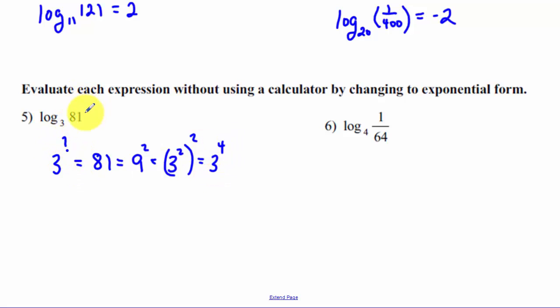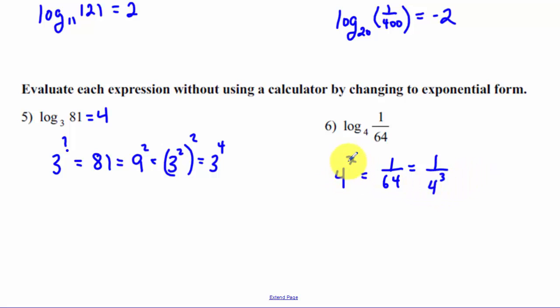So we just determined the value of this logarithm, the log base 3 of 81, is 4. Likewise over here, 4 to what power, we can give it a variable here, equals 1 over 64. To do this, we need to write 64 as a power of 4. So 64 is 4 to the third power, and we can use our exponent property.